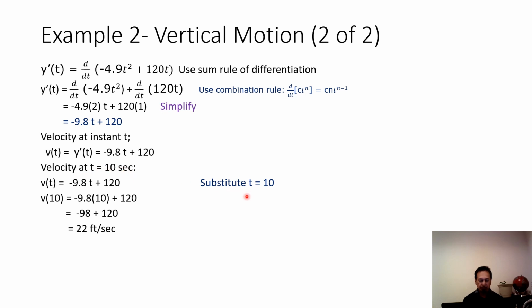So we substitute 10 seconds into v(t) = -9.8t + 240. So this becomes v(10) = -9.8 times 10 + 240. So we simplify, this becomes -98 + 240, which is 142 meters per second.